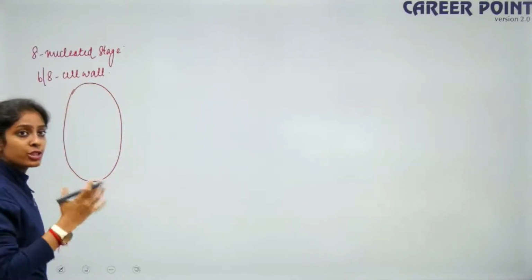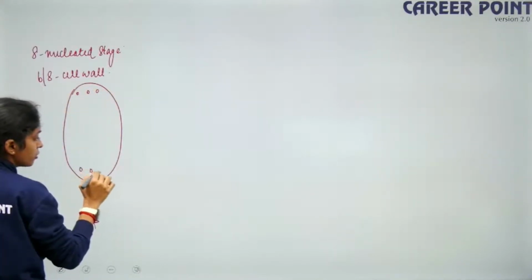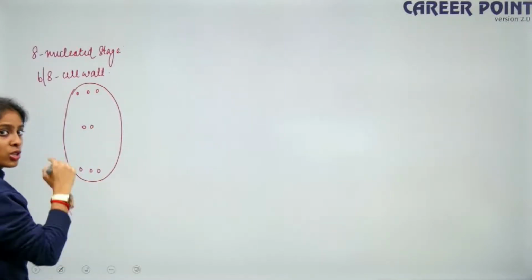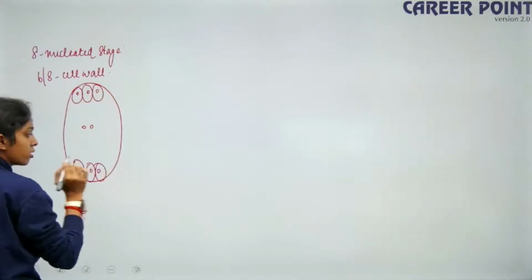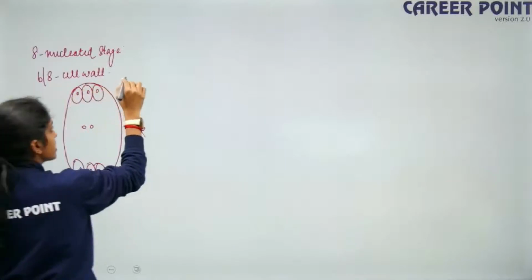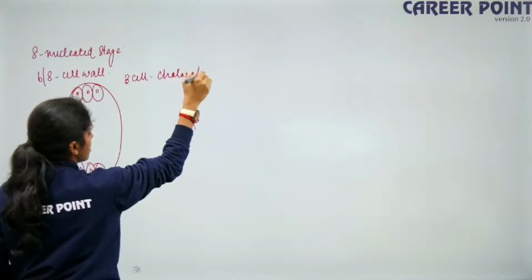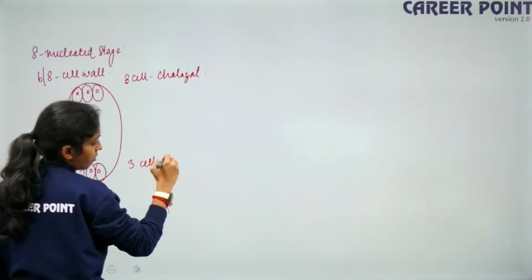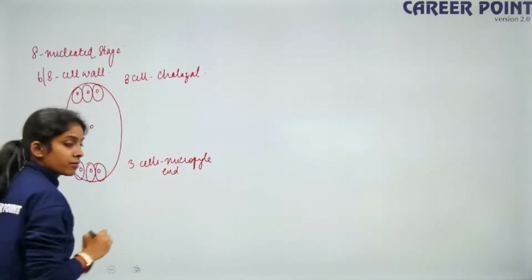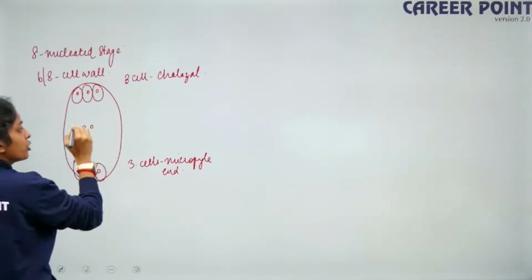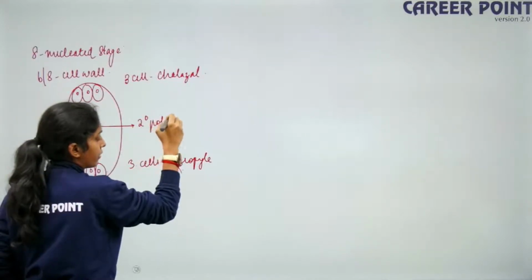So I have 8 nuclei here: 1, 2, 3, 1, 2, 3, 1, 2, 8 nuclei. Out of these, 6 of them form a cell wall. Out of the 6, 3 cells move towards the chalazal end, and 3 cells move towards the micropyle end. And the two central nuclei are here. These are known as the secondary polar nuclei.